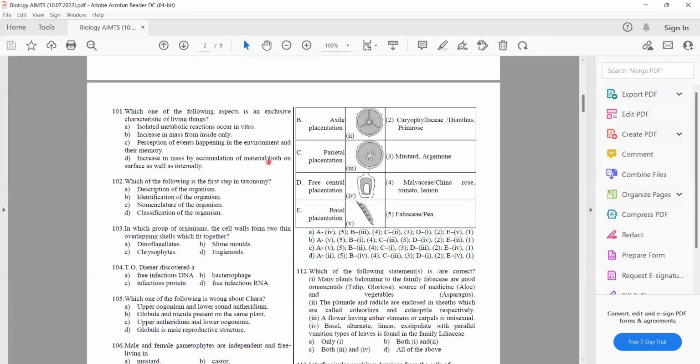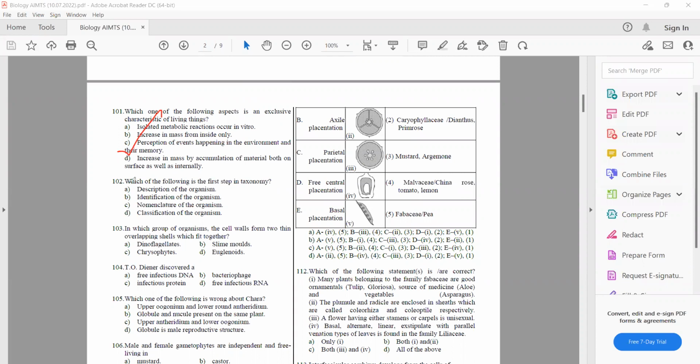So first question, which one of the following aspects is an exclusive characteristic of living things? This is a very easy question, right? Out of these, option C will be the right one. The exclusive characteristic feature we observe in living things is the perception of events happening in the environment and their memory.